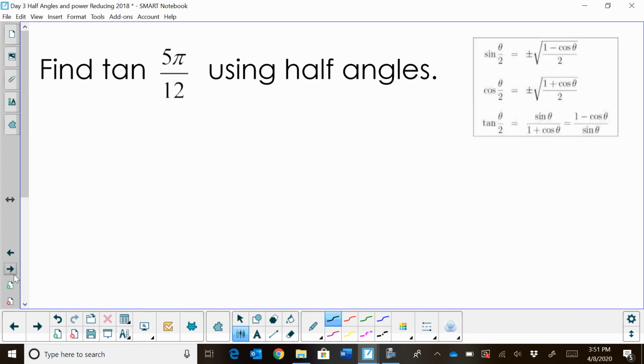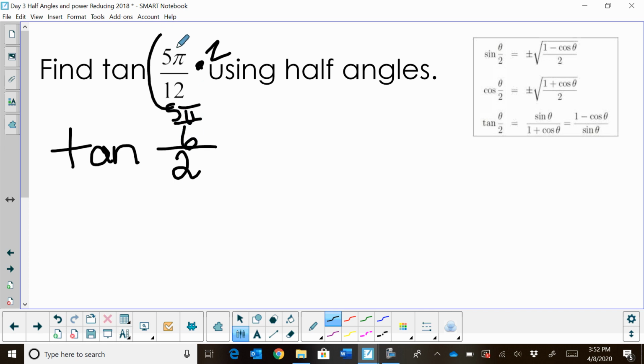So we've done a sine, we've done a cosine, so let's try a tangent. We're going to take the tangent of 5 pi twelfths. Well, 5 pi twelfths is not on the unit circle, so let's multiply it by 2 to find the angle we want to use the half-angle formula with. If you multiply that by 2, you get 5 pi 6. So I'm going to rewrite 5 pi twelfths as 5 pi 6 all over 2.